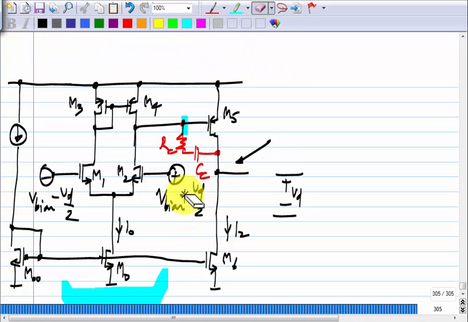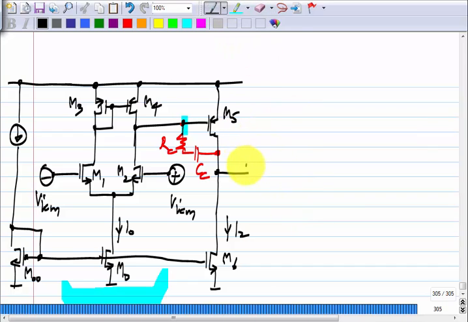So, we have the two stage op amp, and let me call this VICM to denote that it is the input common mode bias, and this is VO.